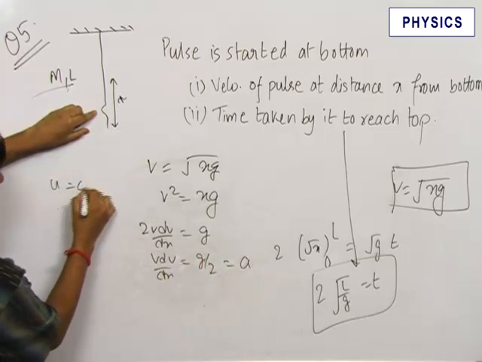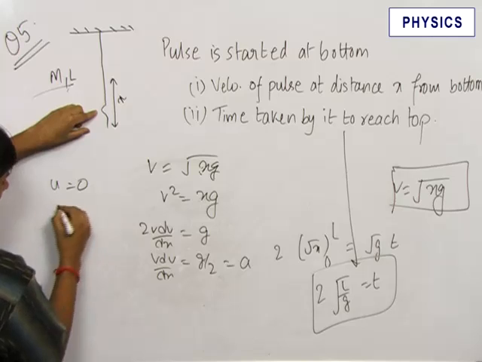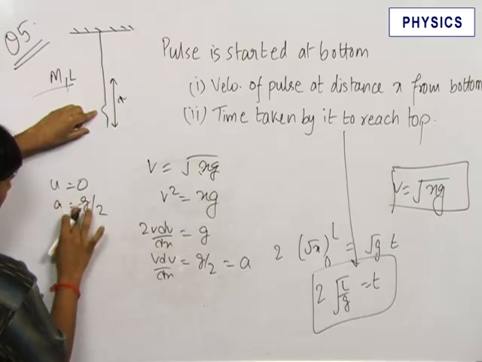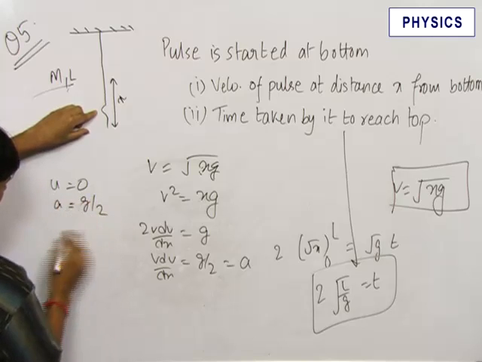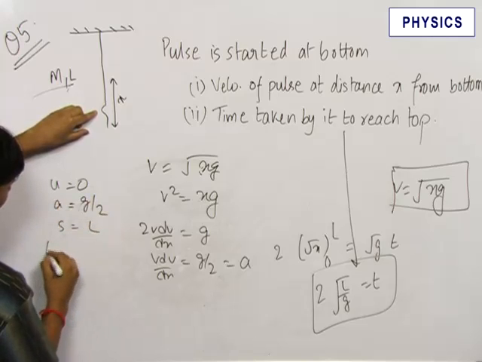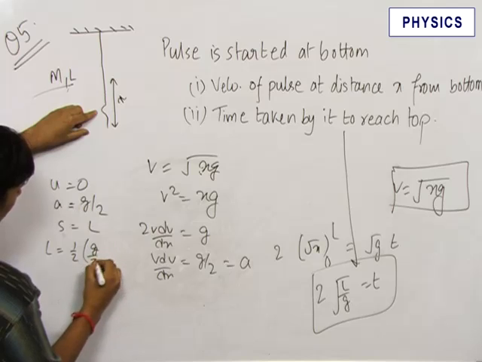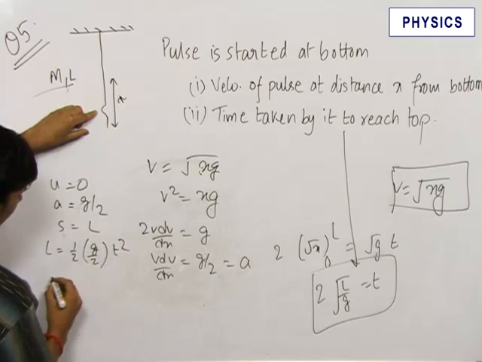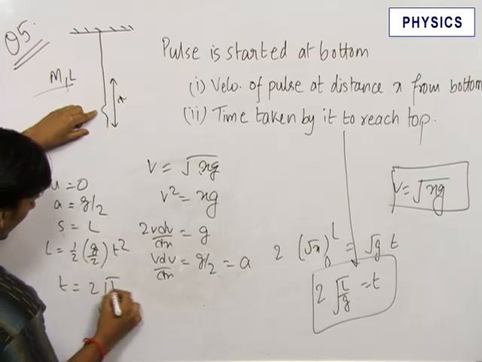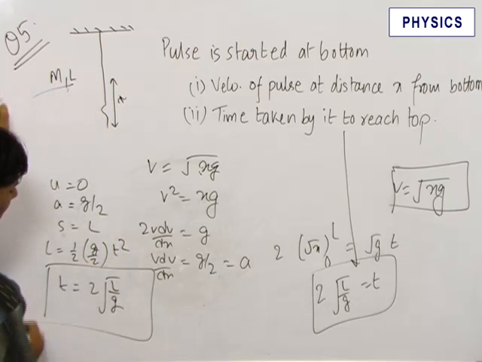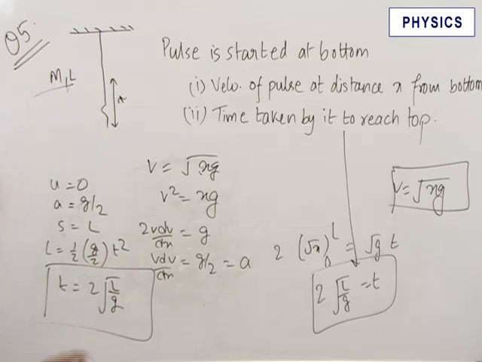Now the initial velocity of the pulse was 0. By this formula, acceleration is equal to g by 2. Displacement is equal to L. Therefore L is equal to half a t square, because ut is 0, so g by 2 into t square. Therefore t is equal to 2 times root over L upon g. So by this method also, you find out the final answer for the time taken to be equal to 2 times root over L upon g.